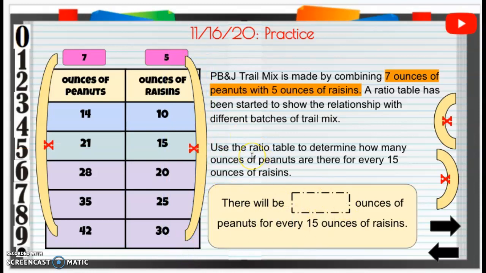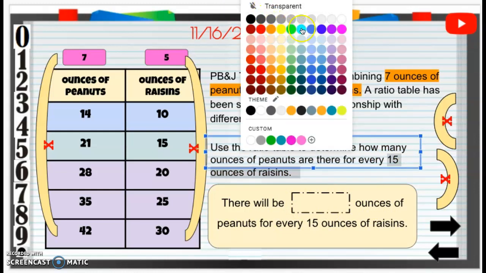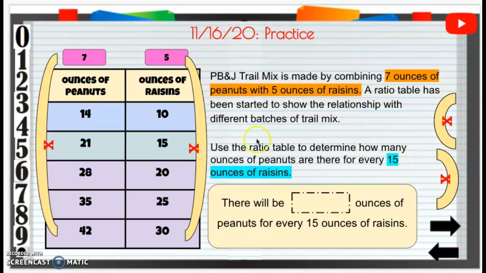All right, now we need to do our last part and finish this sentence. It says, use the ratio table to determine how many ounces of peanuts are there for every 15 ounces of raisins. So we need to know how many ounces of peanuts for 15 ounces of raisins. What we need to look at in our table is 15 ounces of raisins. Where's ounces of raisins? Over here. We need to find that 15. So here's that 15.